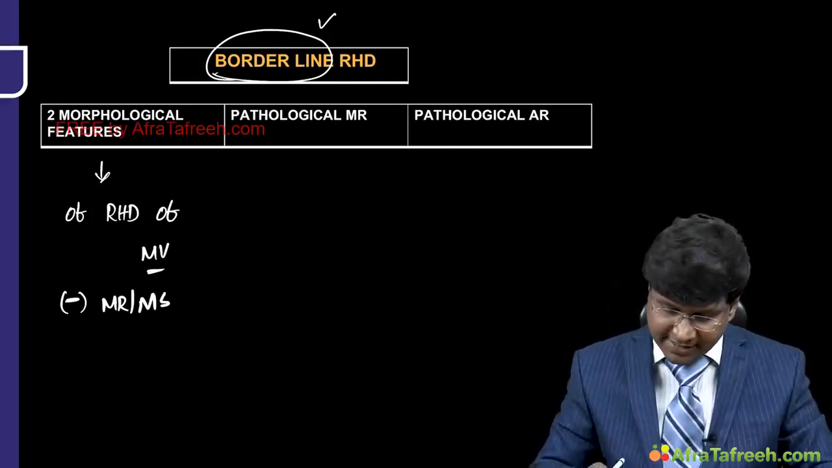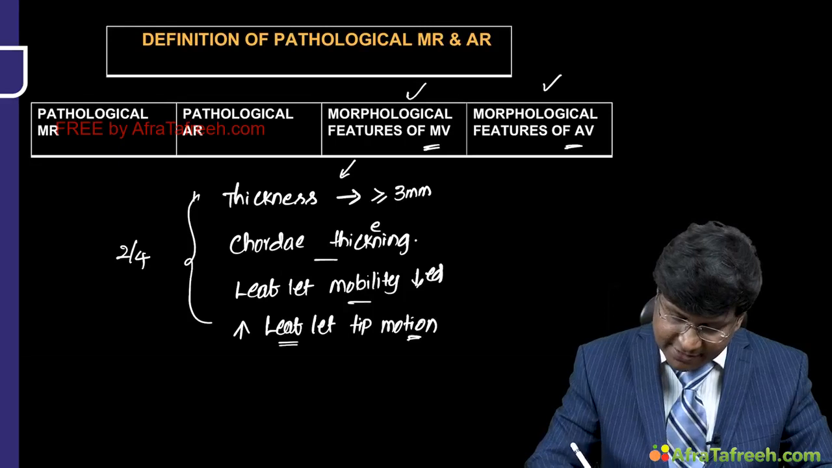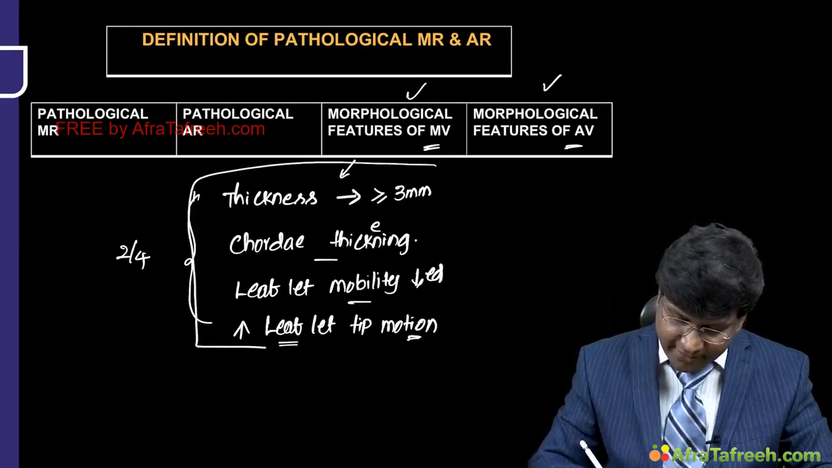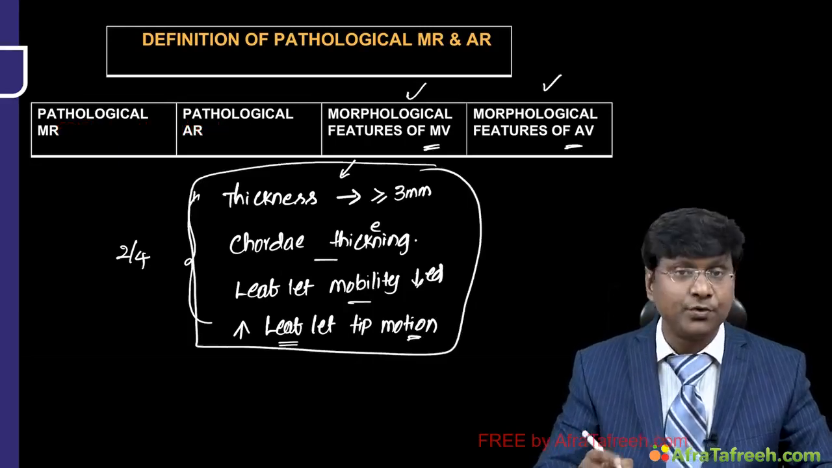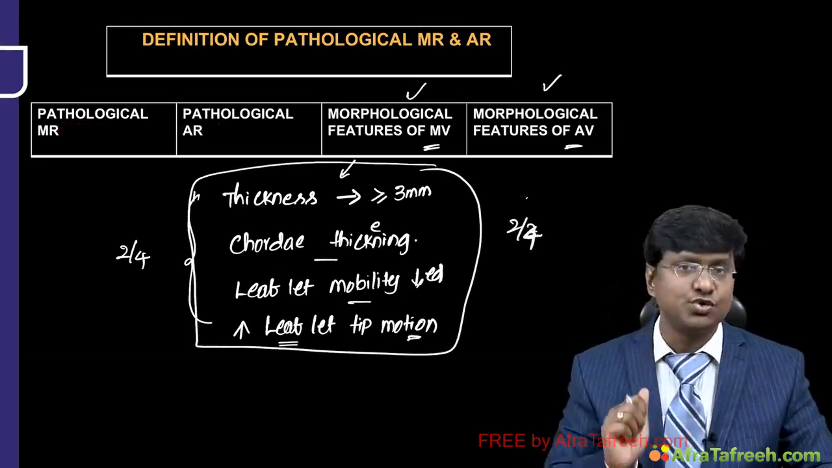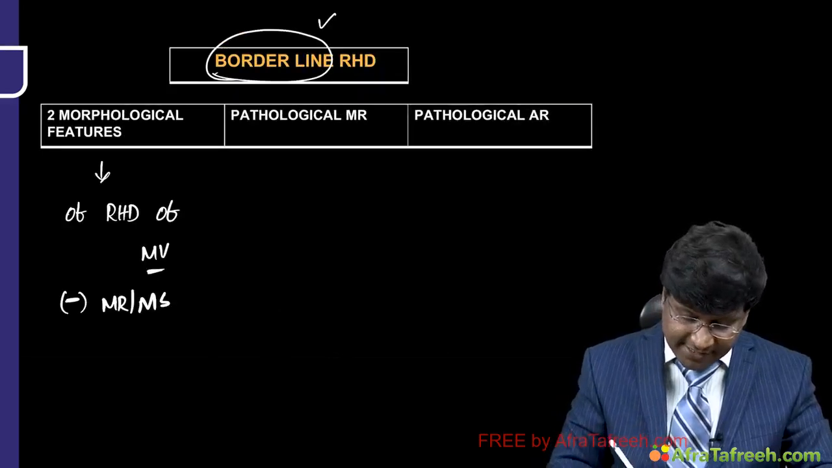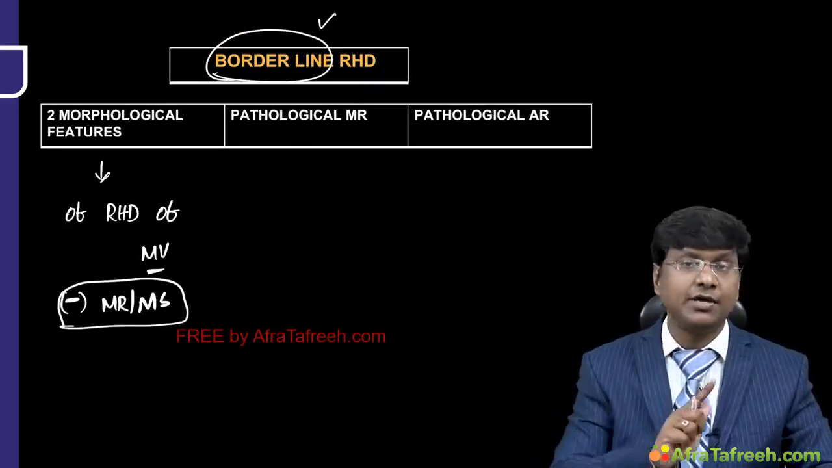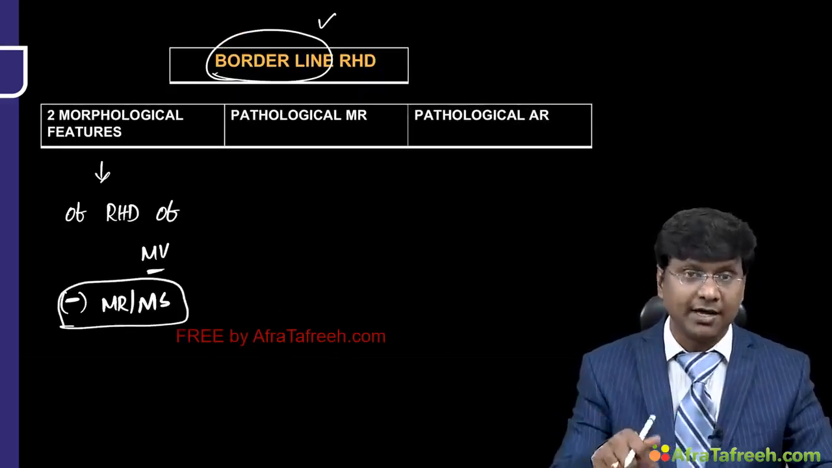Now, what do you mean by the words 2 morphological features of rheumatic heart disease of the mitral valve? See, regarding the mitral valve, we have discussed these 4 should be there in rheumatic heart disease. Out of these 4, at least 2 should be there, right? And the point is, these individuals should not have MR or MS to call it borderline.